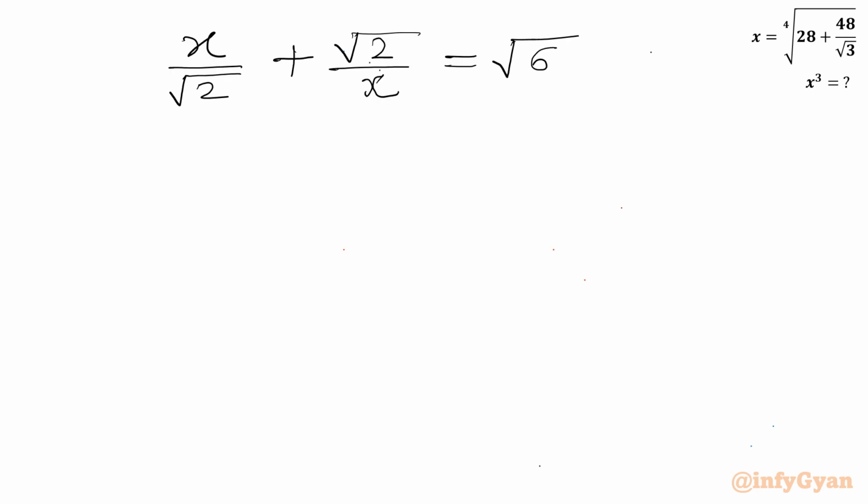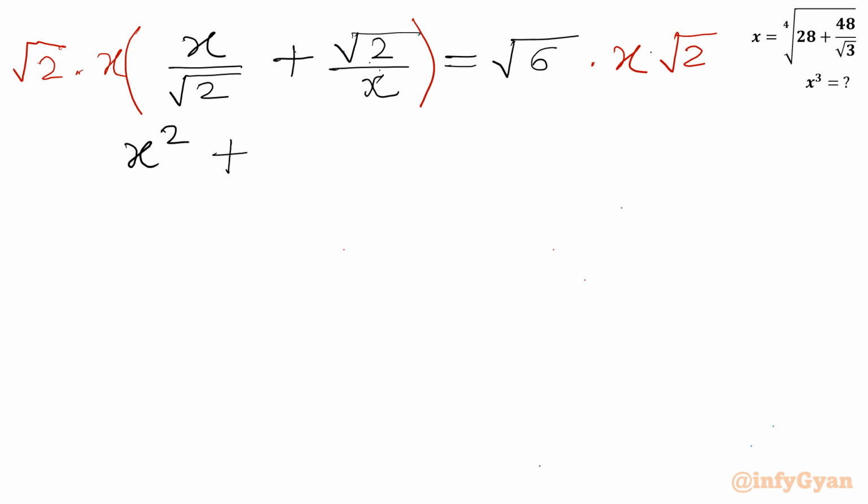Let us write here. Let's multiply both sides by root 2 times x, or x root 2. This side also x root 2. So let us multiply and expand the bracket. So I will be writing here x square, plus x will be cancelled out, root 2 times root 2, 2, equal to root 6 times root 2, so root 12. So x root 12.